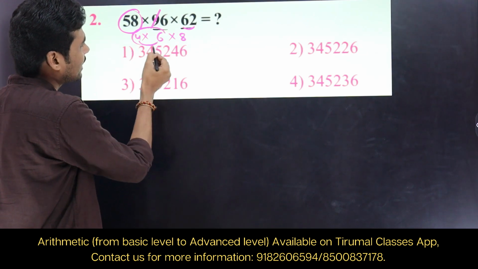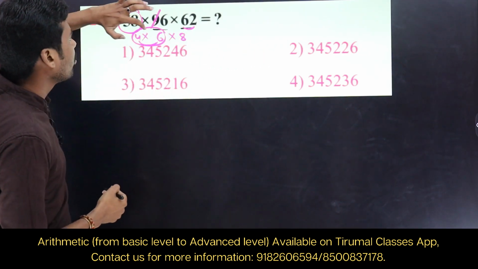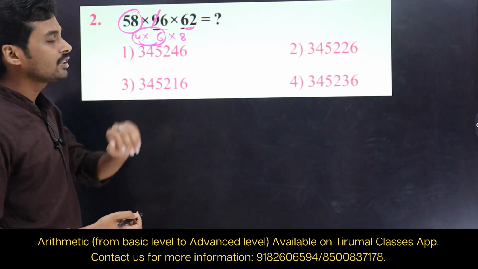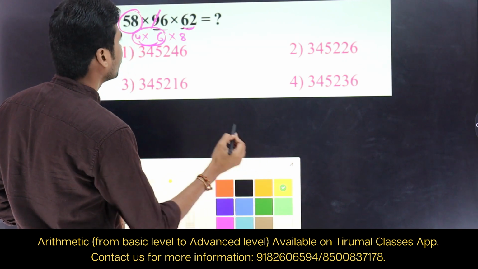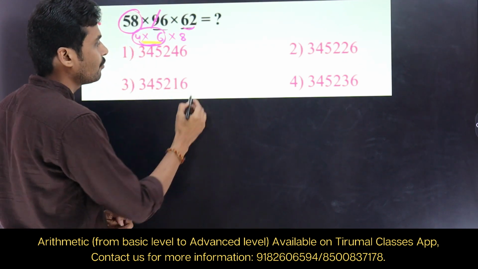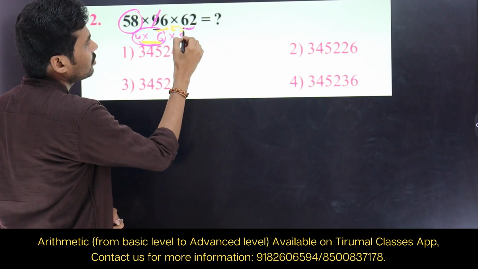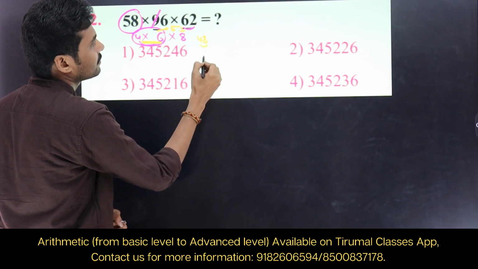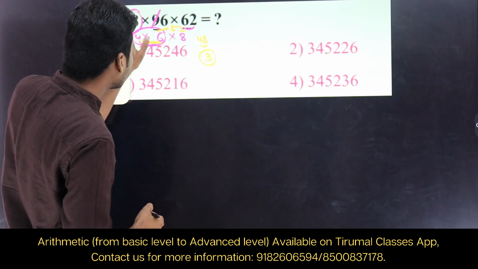So 24 means again, no need to multiply each and every number here. So here I'll get 4 into 6 into 8. 4 into 6 is 24. 24 means 2 plus 4 is 6. Now this becomes 6. 6 into 8 is 48. 48 means 4 plus 8, 12. 12 means 3 is the digit sum. Okay, I'll explain it clearly.